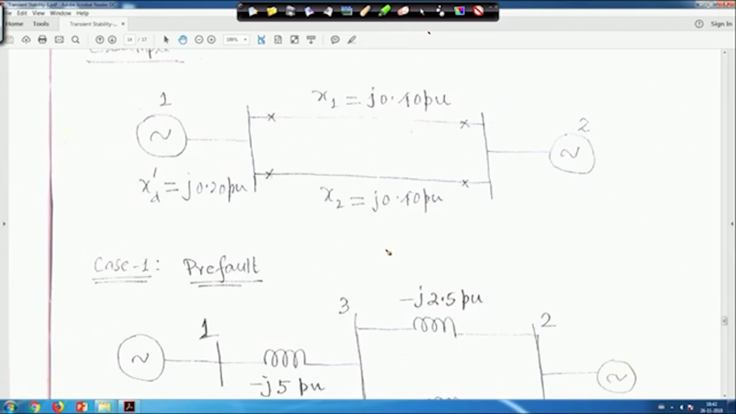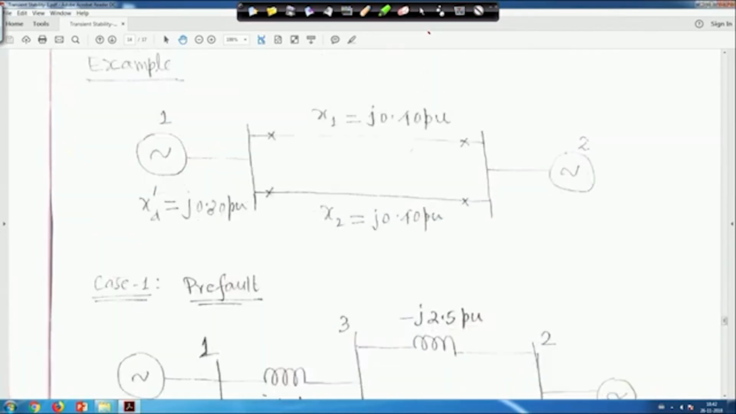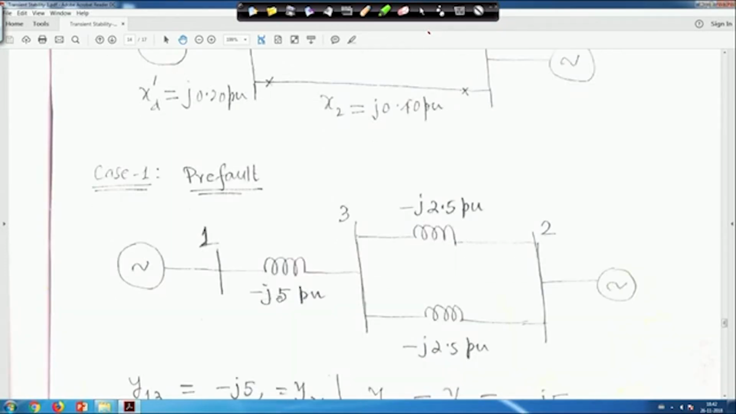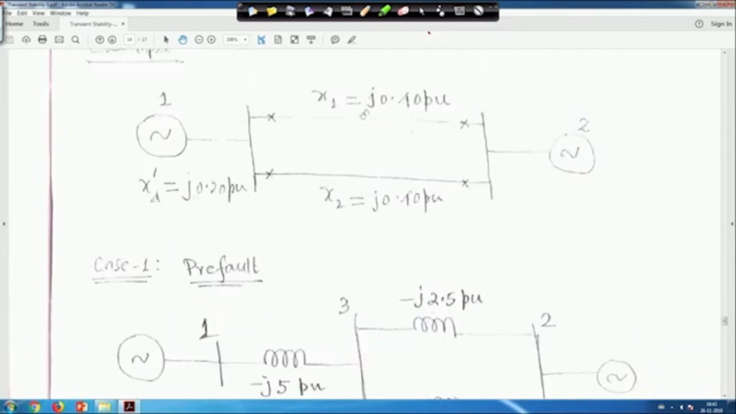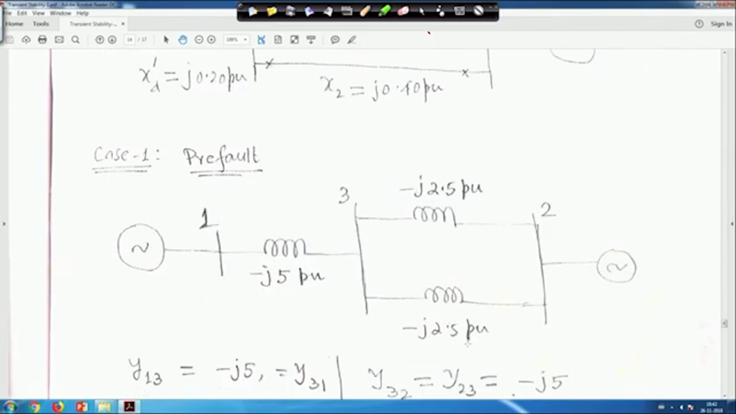When we represent this, x d dash is given as j 0.20 per unit. Now, when we write it in terms of admittances, it will be 1 upon x d dash, so it will be minus j 5 per unit. Similarly, in admittance it will be 1 upon j 0.4, so it will be minus j 2.5 per unit, everything is per unit, and this one also minus j 2.5 per unit.